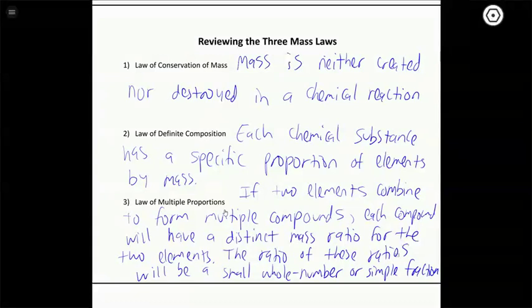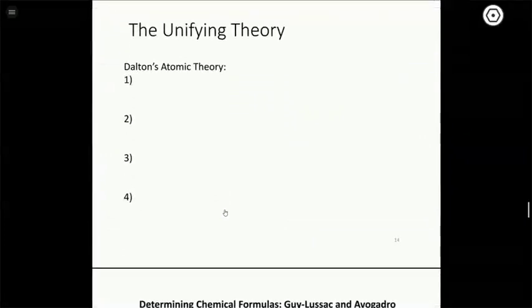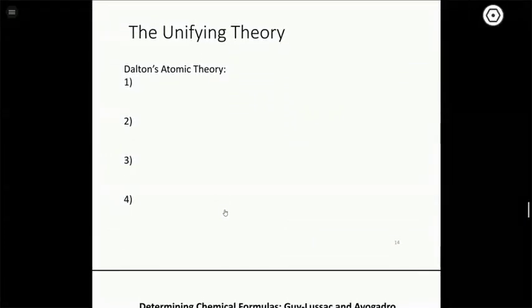So these are the three mass laws, and as I said at the very beginning, when you have a set of laws, you want to use a theory to explain the laws. So why do these observations hold true? These are all based on a bunch of experiments, a bunch of observations that people made, and what's the proposal for how this works? The unifying theory that explains all of these laws is Dalton's atomic theory. This really gets down to the microscopic level, the particle level, to explain why we have these very distinct observations involving the masses of substances in chemical reactions.